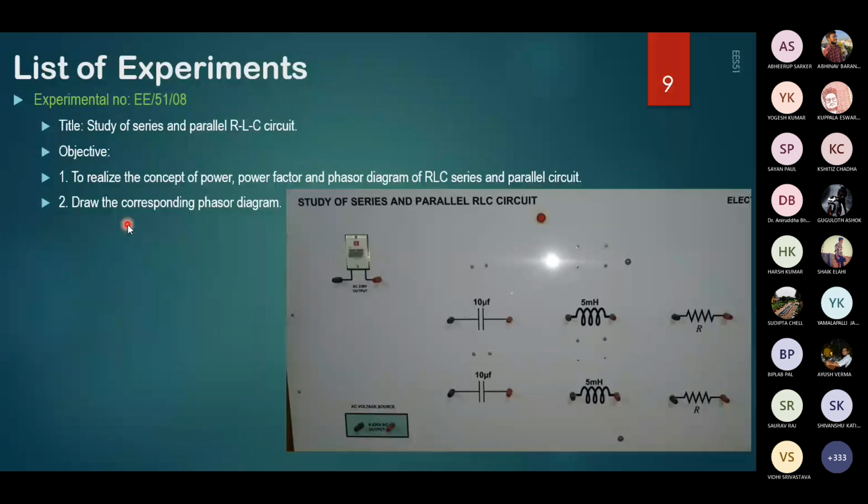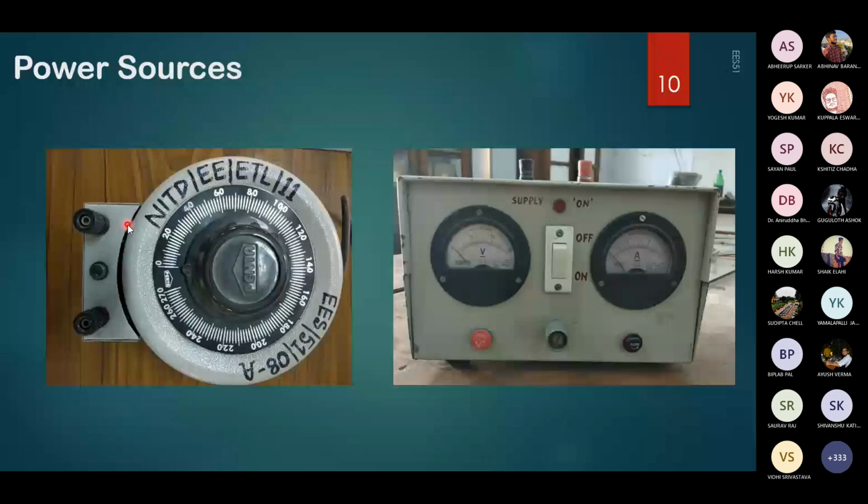Now next, our objective is to show you some glimpses of the sources, rheostats, meters, etc. So first of all, you can see over here, I'm starting from the right hand side part. This is the DC supply.